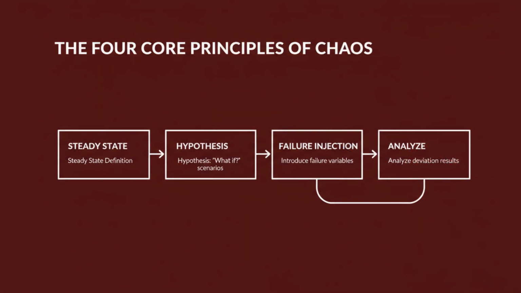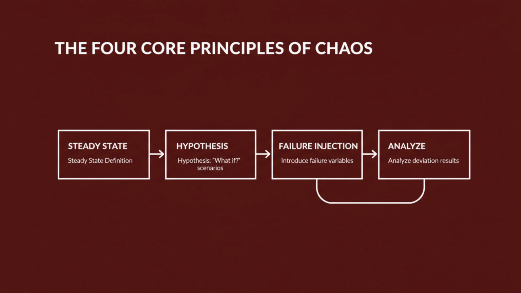To implement chaos effectively, we must follow a rigorous scientific method. First, we define the steady state, a measurable output of a system that indicates normal behavior, such as latency or error rates. Second, we form a hypothesis. What if a specific service fails? Third, we introduce variables, the failure injection itself. Finally, we analyze the impact. If the system deviates from the steady state, we have found a vulnerability.